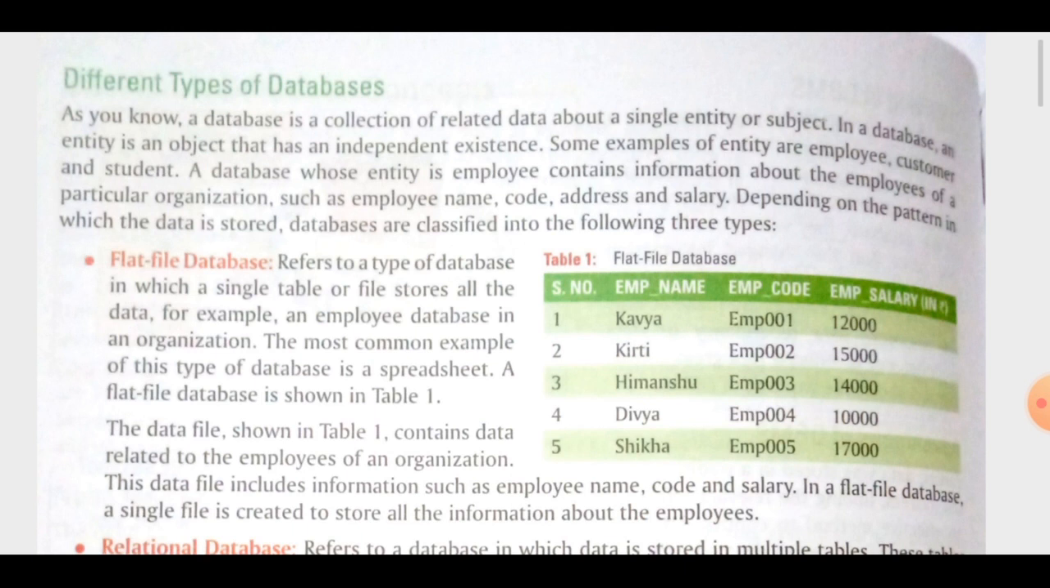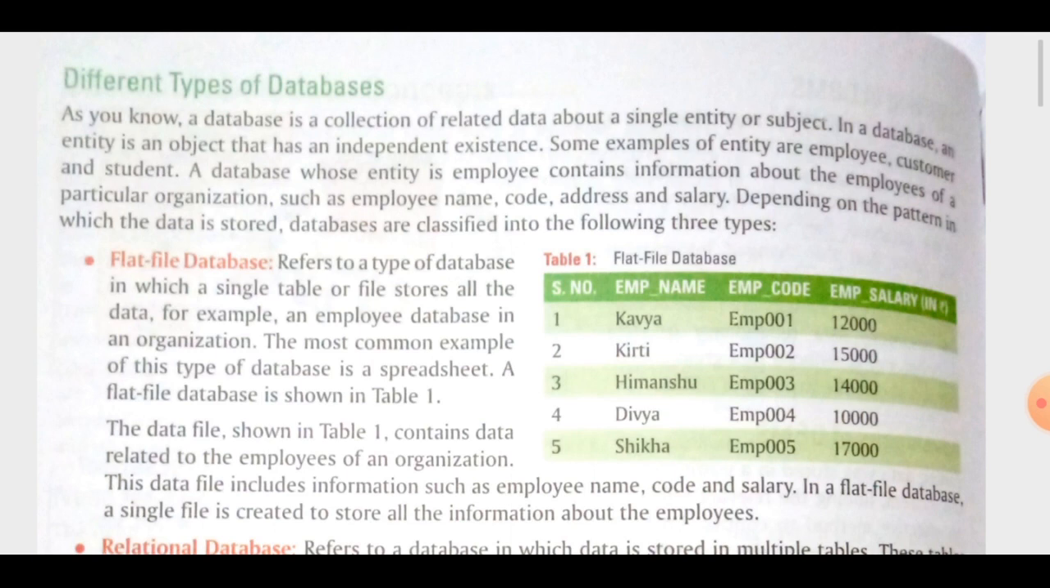So mainly there are two types of database. The first one is the flat file database, meaning a single table, a single file. There is no relationship between the tables and each and every table exists independently. When this type of database is available, then this type of software is called a flat file database.